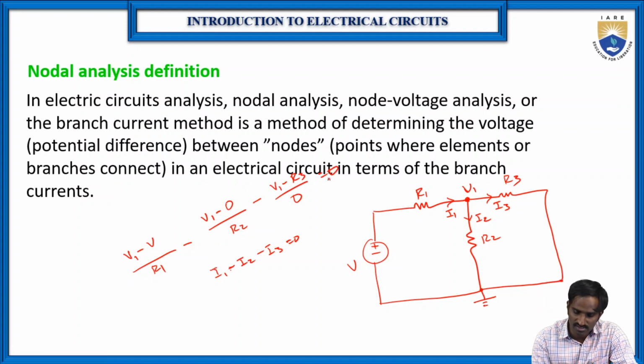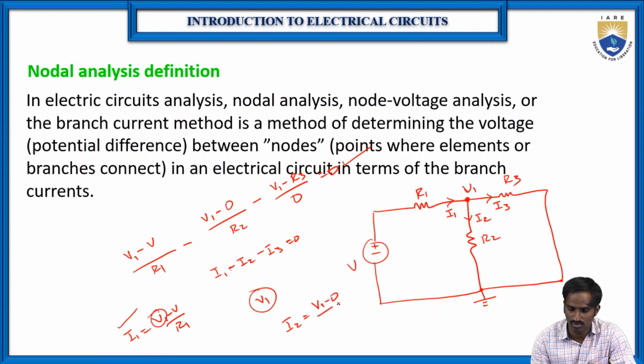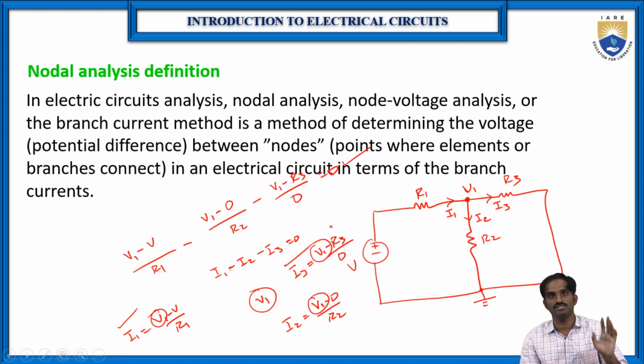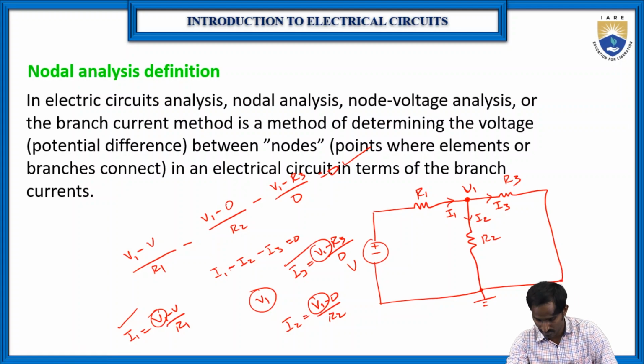By solving this equation, we can find V1. Once you get V1, then we can find I1, I2 and I3. Suppose you want to find I1, then it is (V1 minus V) by R1. If you know V1, then we can find I1. Similarly, if you want to find I2, I2 is equal to (V1 minus 0) by R2. So if you know V1, then you can find I2. Similarly, I3 can be found from V1. So that is the nodal analysis.